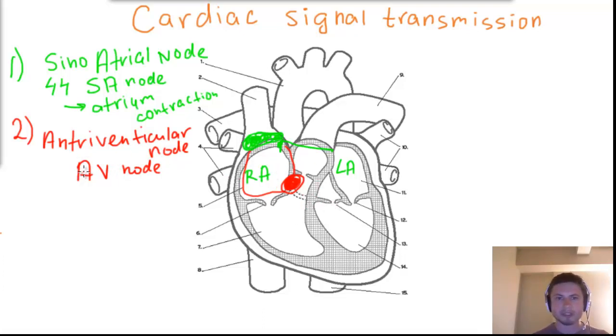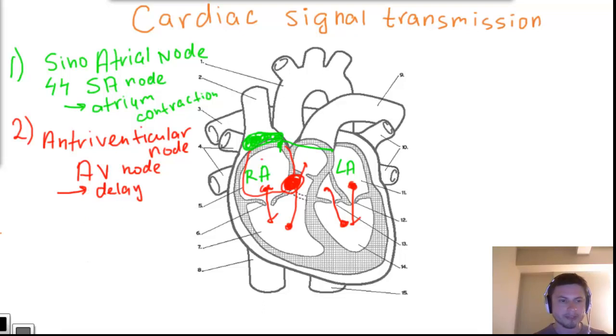And the AV node's main purpose is to provide a delay between contractions. Why? Because you don't want your atria and ventricles to contract at the same time. You want to contract your atria first so that the blood flows from here to here, creating pressure. Then you contract your ventricles so that the blood flows from here to here. So this is why there's this delay, and it's produced by the AV node.